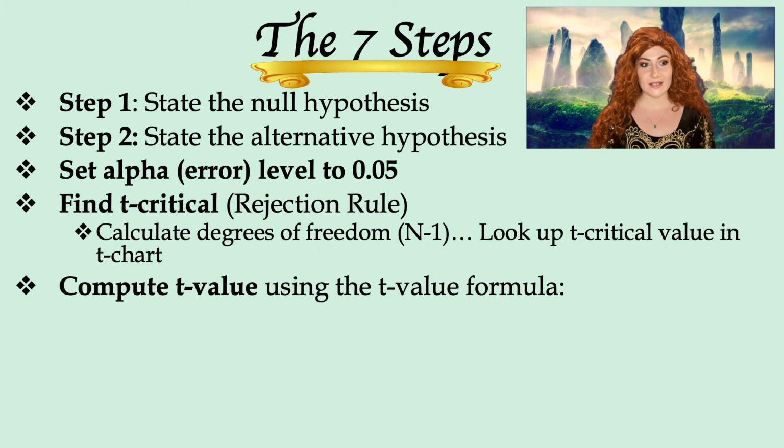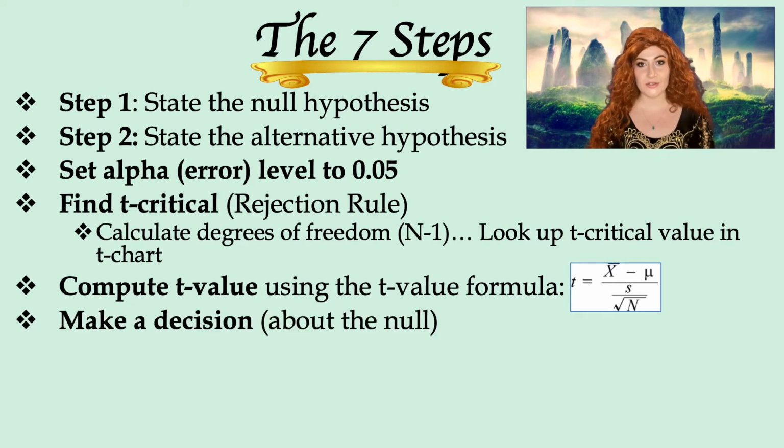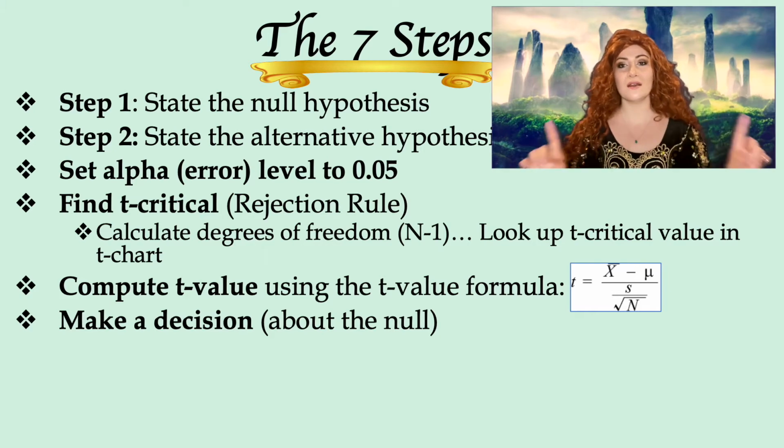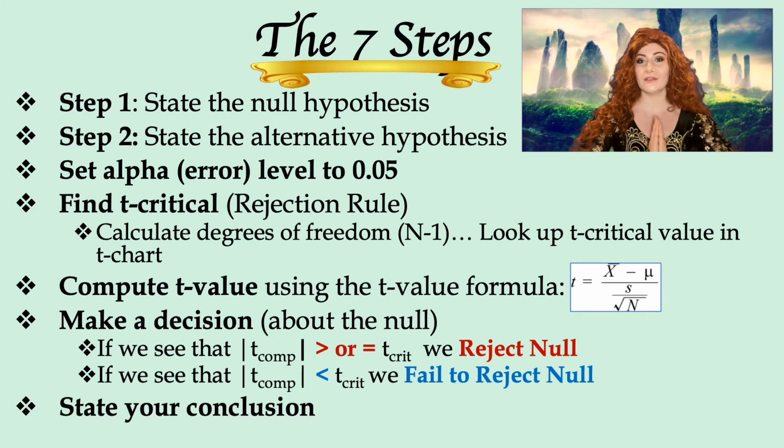So step 5 is actually going to be to compute the t-value using this formula, the sample mean minus the population mean divided by standard error. Once we do that, we are going to make a decision about the null hypothesis. So once you have your t-critical value and you have your t-computed value, we are going to compare them. If the t-computed value that we've calculated is greater than or equal to the value we found in the chart, we decide to reject the null hypothesis. If the t-computed value that we've calculated is less than the value we found in the chart, then we fail to reject the null hypothesis.